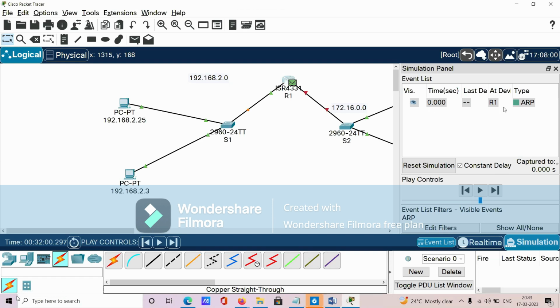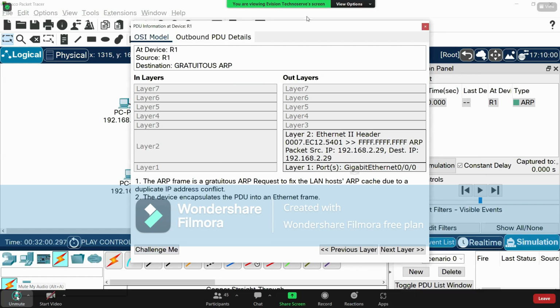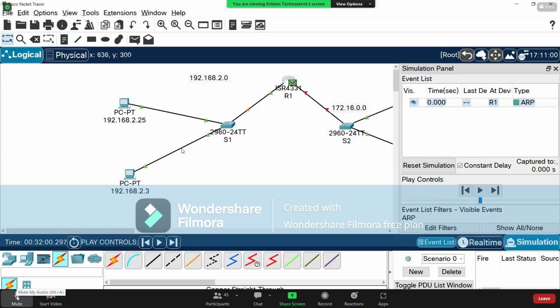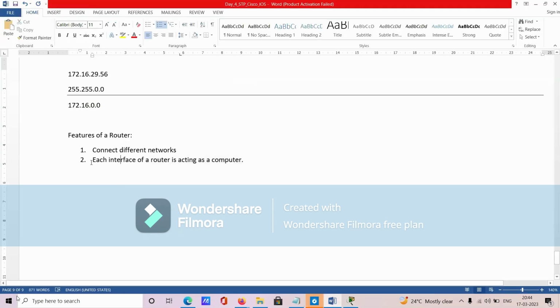Okay. This is a typical ARP message. So look here, guys. As I assign the IP address to a computer, the computer generates the ARP message, and certainly the router is also behaving like a computer. It is also generating an ARP message. So that's the reason I have said that each interface of a router is acting as a computer.